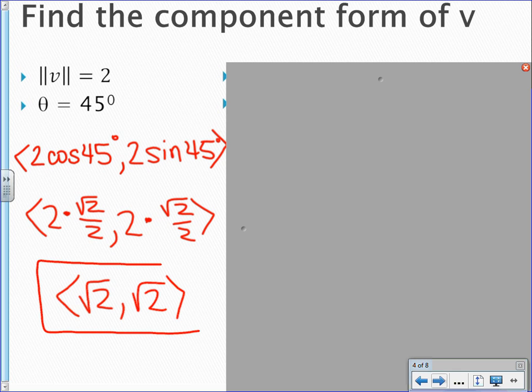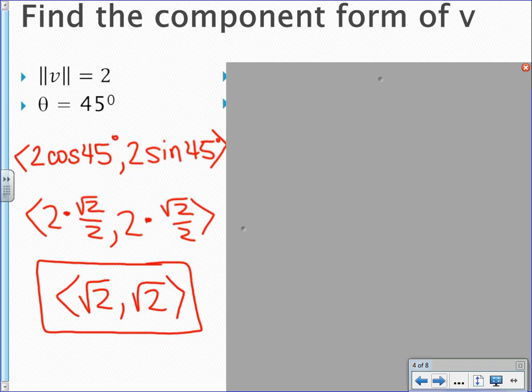It is in the direction of 45 degrees, and it has a magnitude of 2. Not so bad, right?